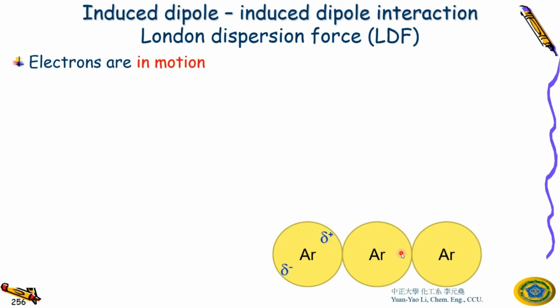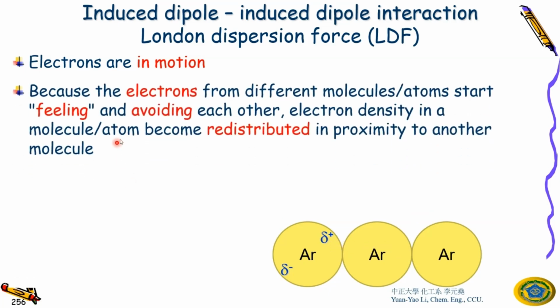At time 1, because the electrons from the different molecules or atoms start feeling and avoiding each other, this adjacent argon starts to feel this dipole and then avoids it. Electron density in a molecule or atom becomes redistributed in proximity to another molecule's or atom's electrons. But in this case, argon is an atom, right?